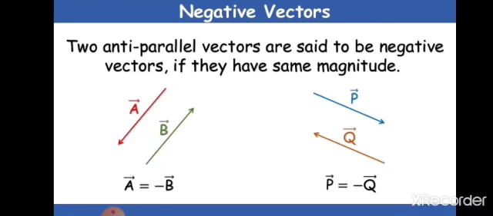So in the example, vector A and vector B both have the same magnitude but are in opposite directions. Hence vector A is equal to minus vector B. So one vector is the negative of the other vector. Vector P and vector Q also have the same magnitude but are moving in opposite directions. Hence vector P is equal to minus vector Q.